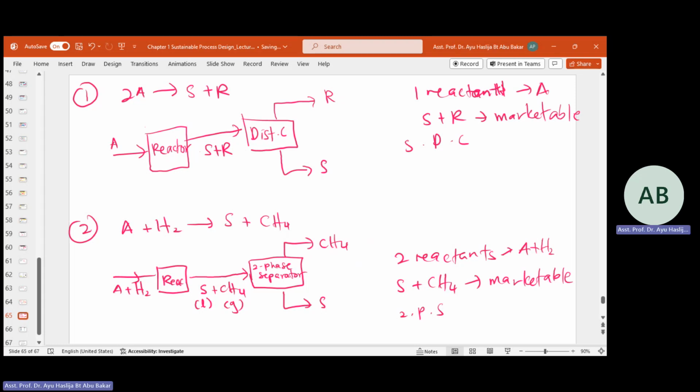Okay, so we are done with chapter 1. Any question? Finally, finished chapter 1. Next, chapter 2 will be some theory and some calculation.